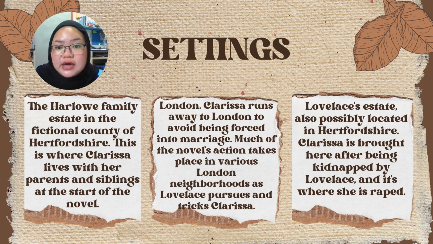The first one is the Harlowe family estate. It is located in the fictional county of Hertfordshire. At the start of the novel, it is mentioned that this is where Clarissa and her family live. The second one is London. This is where Clarissa runs away to avoid being forced into marriage, and most of the novel's action also takes place in London.